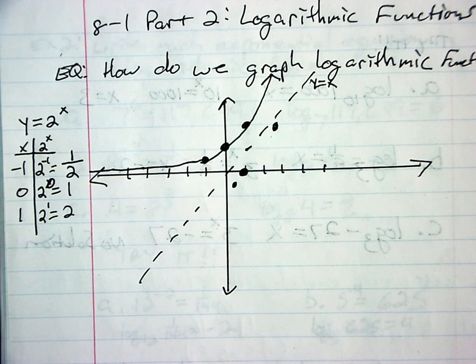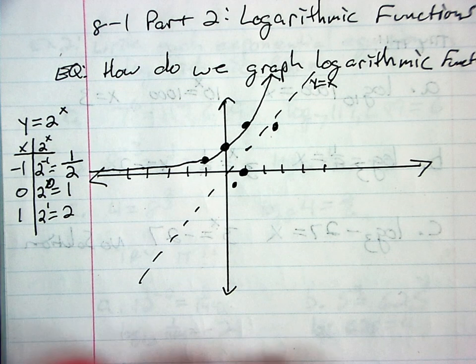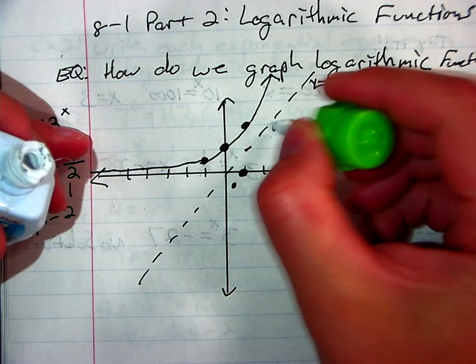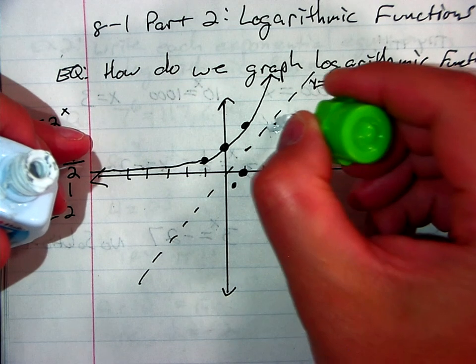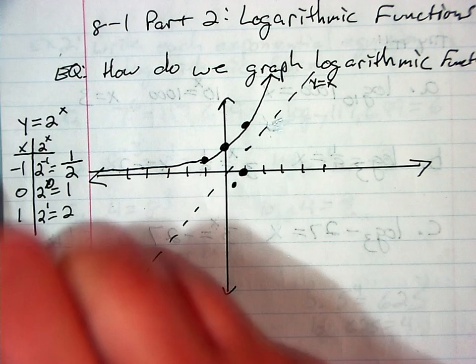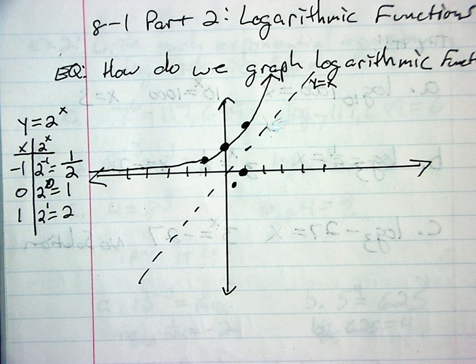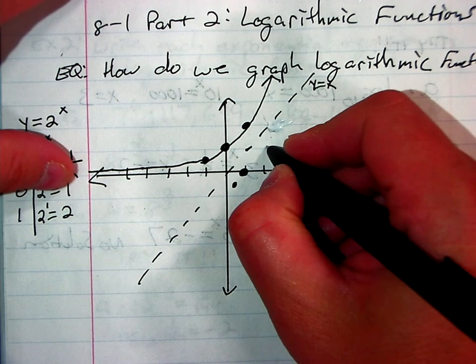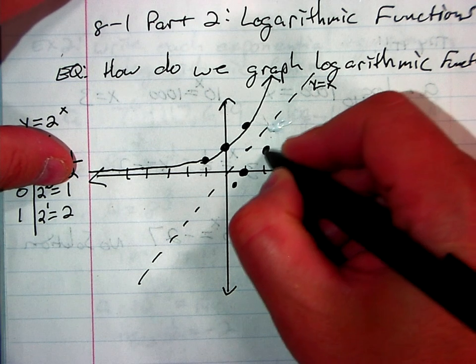Oh, I put that point at the wrong spot. Over 1, up 0, and then over 2, up 1. Thank you, Kyla, for saying that, because I messed up. All right, so over 2, up 1. There we go. That looks much better.